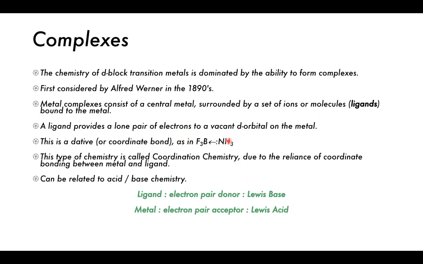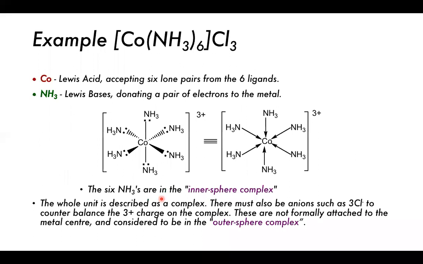We've seen that before in Lewis acid-base theory, where we saw how ammonia formed a dative covalent bond to boron trifluoride. And this type of chemistry is called coordination chemistry due to the reliance on coordinate bonding between metal and ligand, and it can be related to acid-base chemistry. So ligands are electron pair donors, they're Lewis bases. Metals are electron pair acceptors, they're Lewis acids.